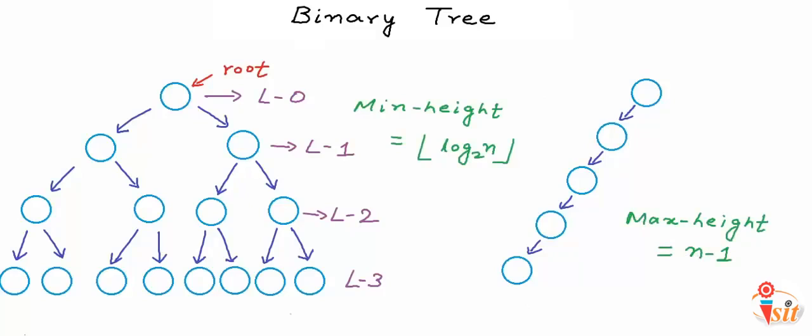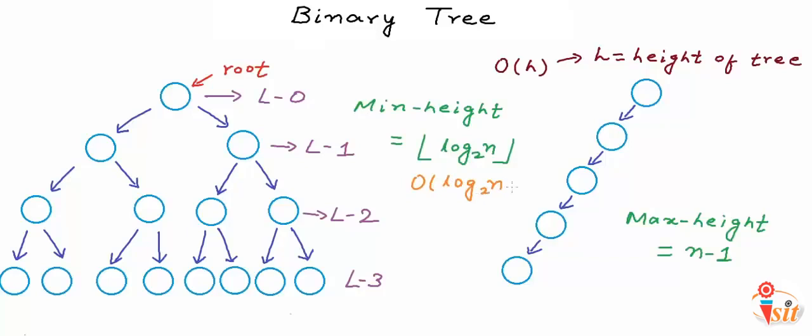Now think about this. If I'm saying that time taken for an operation is proportional to height of the tree, or in other words, if time complexity of an operation is big O of h, where h is height of the binary tree, then for a complete or perfect binary tree, my time complexity will be big O of log n to the base 2. And in worst case, for this sparse tree, my time complexity will be big O of n.